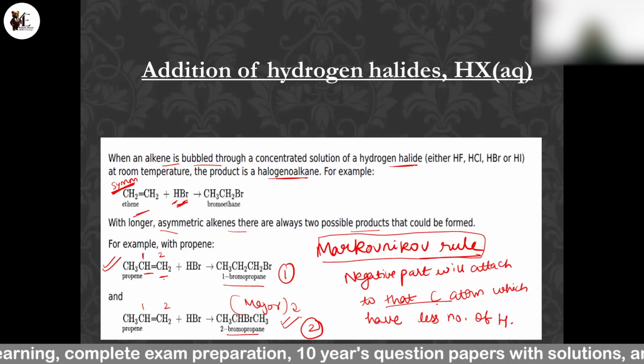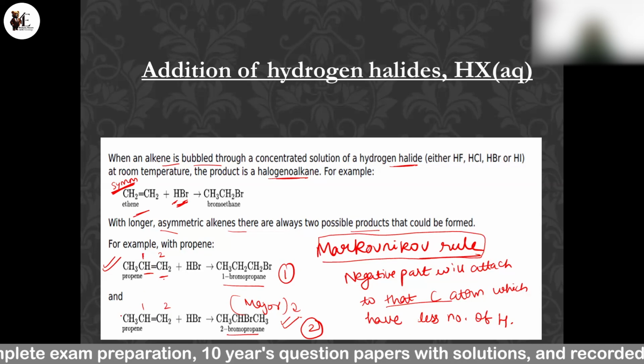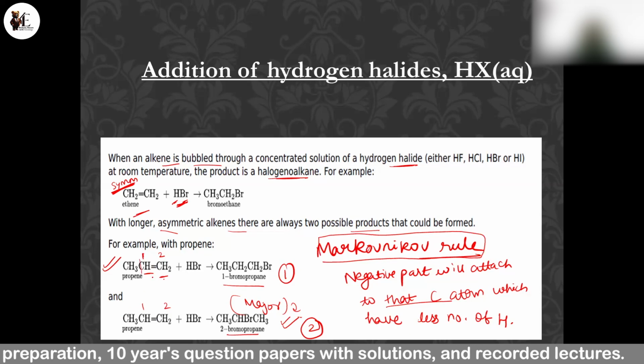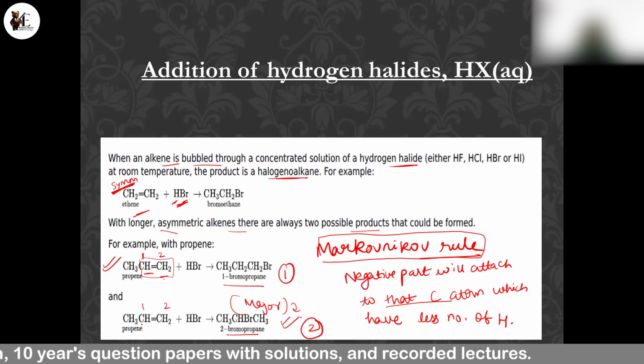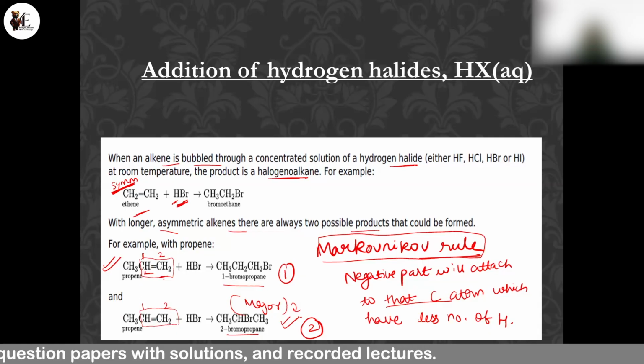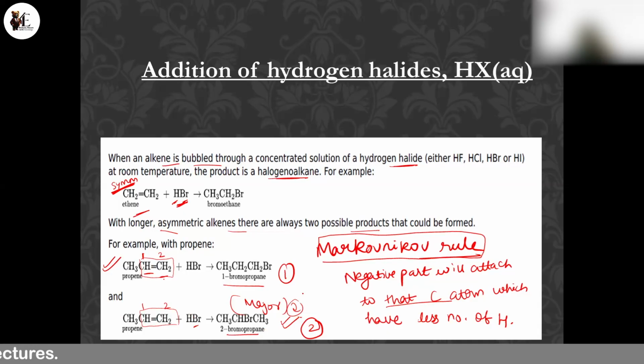The negative part will attach to that carbon atom which has less number of hydrogen. Less number of hydrogen means you have to consider only the alkene. This one, so CH has less number of hydrogen. So the negative part, that means Br, will attach to this. So the major product would be the second one, 2-bromopropane.